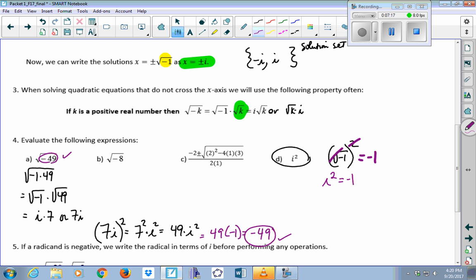So for the purposes of this course, you only need to know the definition of these two numbers. i is the square root of negative 1, and i squared equals negative 1.